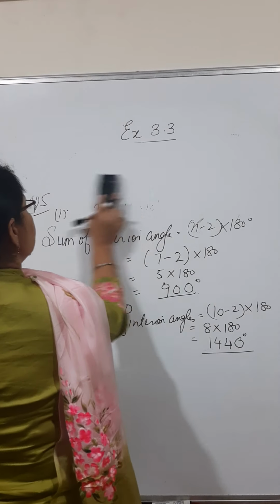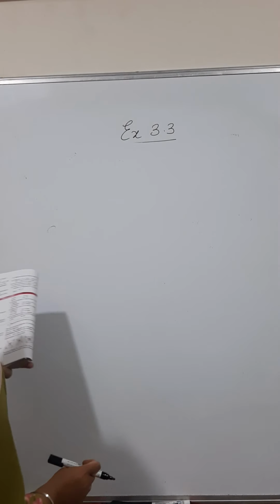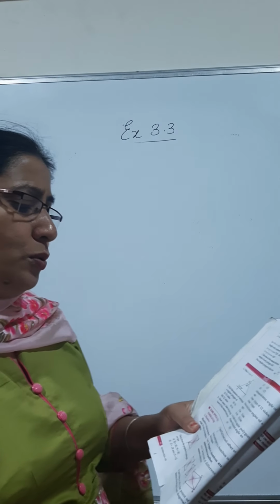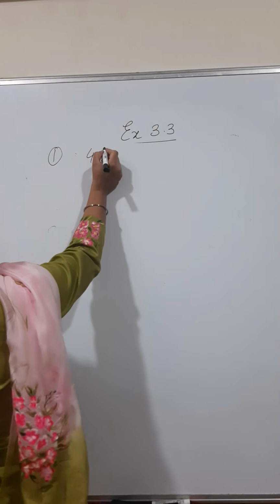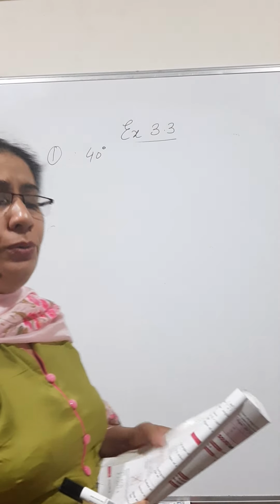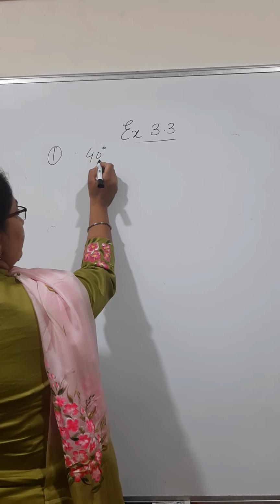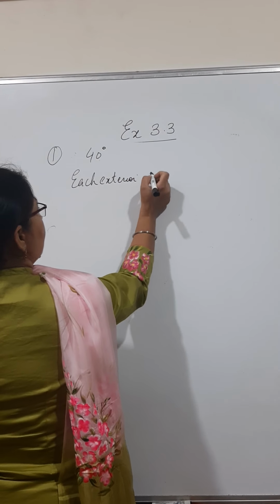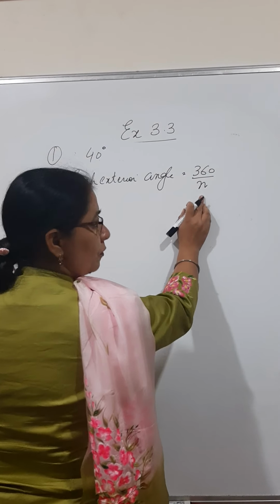Now the last question, beta. In the last question he says, is it possible to have a polygon with each exterior angle equal to 40 degrees? In the first case, he is asking whether you can create a polygon whose each exterior angle is 40. So how will you solve this sum? If each exterior angle is equal to 40, then you know the formula for each exterior angle is 360 divided by n, where n is the number of sides.